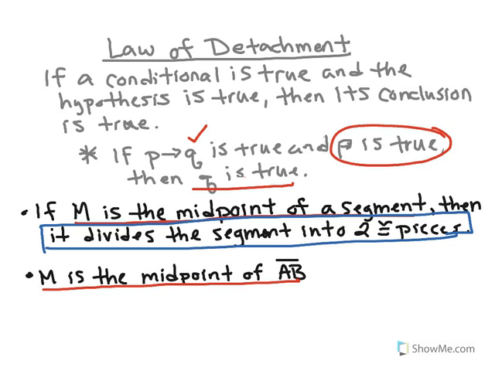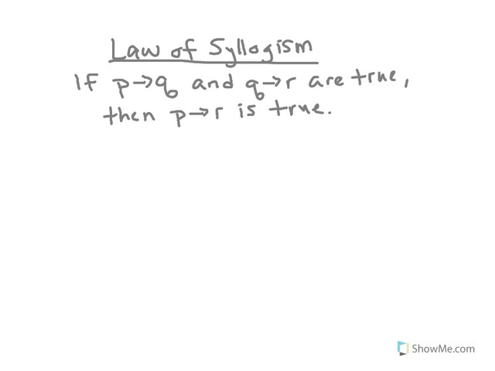We have one other law, which is called the Law of Syllogism. The Law of Syllogism is actually used a whole lot more than the Law of Detachment. It says that if P then Q, so that's a conditional statement, and Q then R, which is another conditional statement, and both of these happen to be true, then P then R is true. Let's take a look at an example and see what this means.